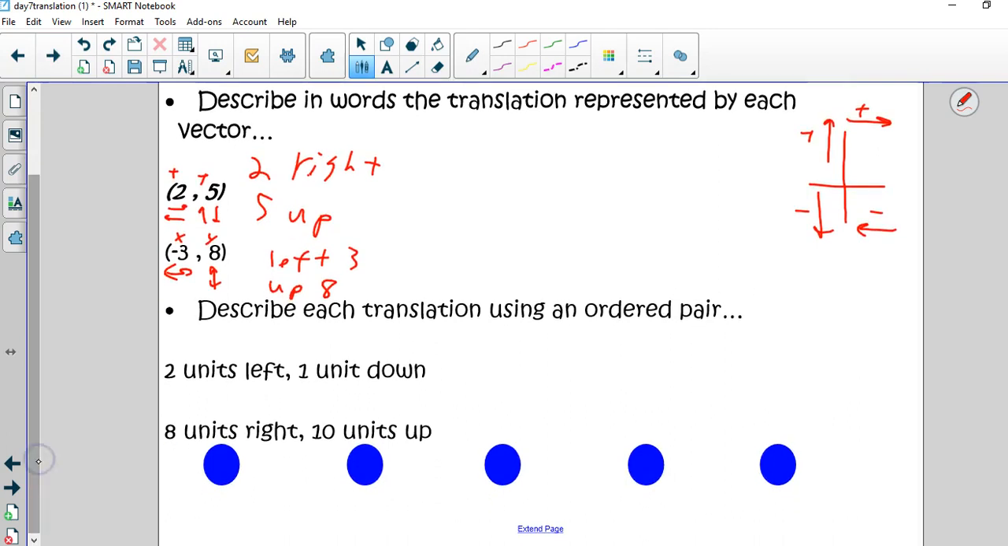Describe each translation using an ordered pair. So 2 to the left, that's negative 2. And 1 unit down, that's negative 1. 8 units right, positive 8. 10 units up, positive 10.